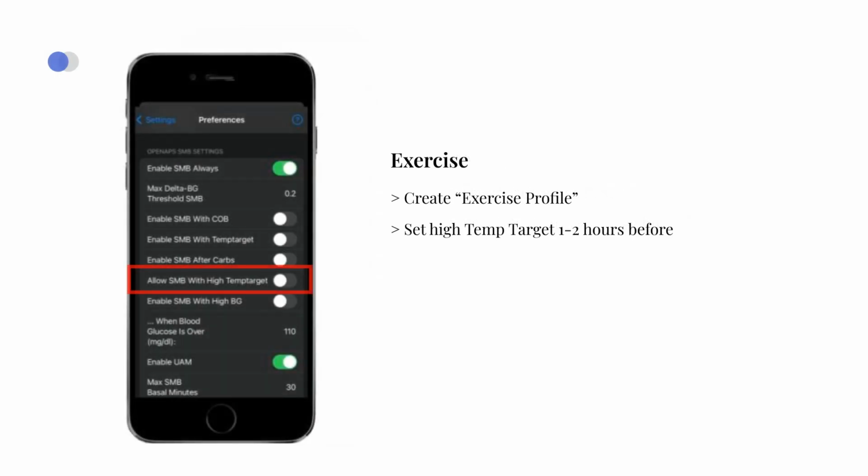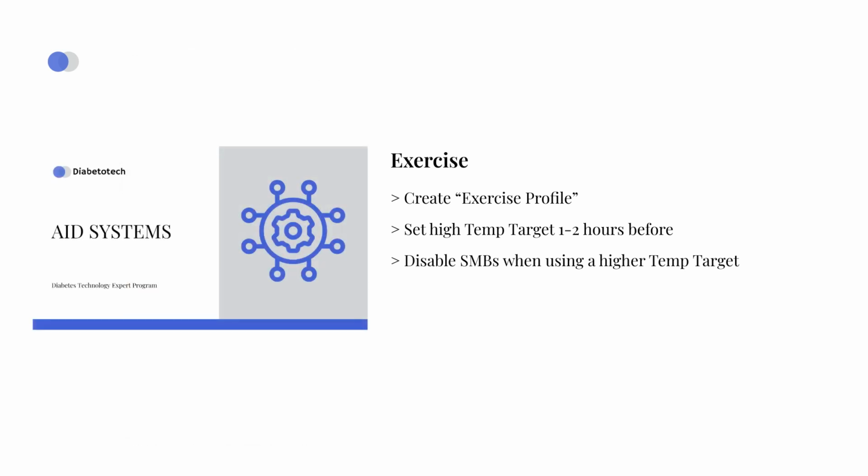3. In iAPS, you have the option to disable SMBs when using a higher target value. This allows for more conservative insulin delivery during exercise. 4. As discussed in the general AID module, it is also recommended to reduce your mealtime insulin if you exercise within 3 hours of your meal.